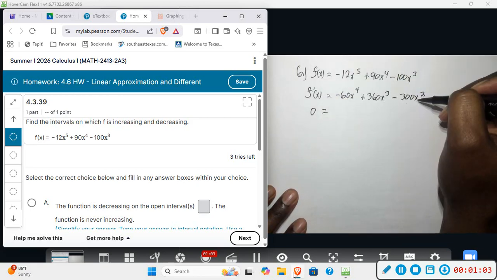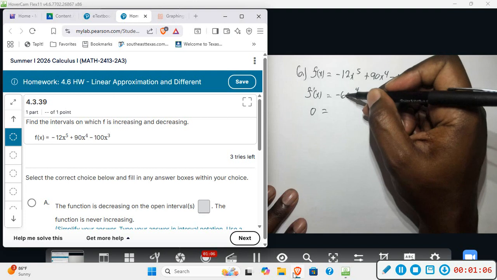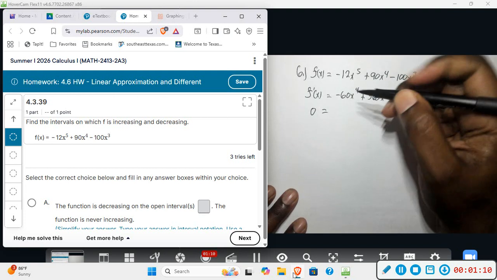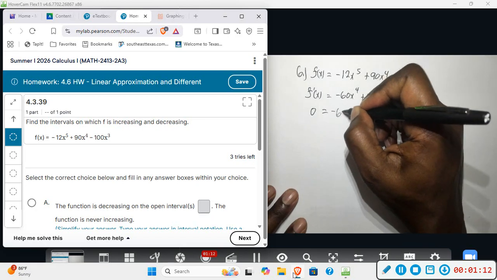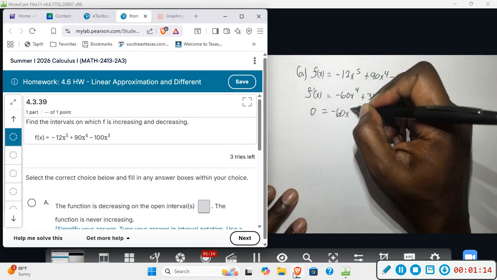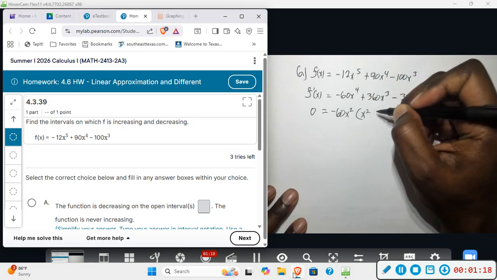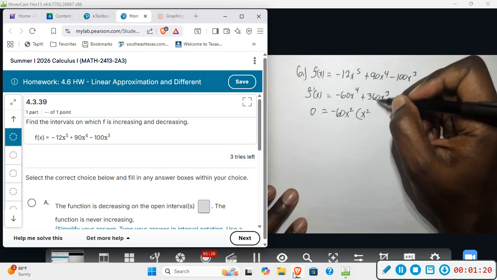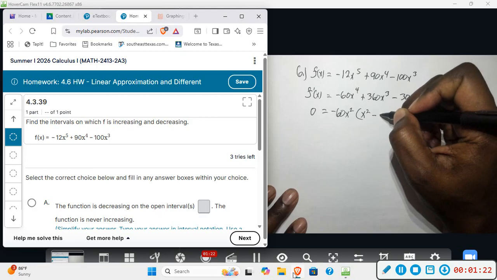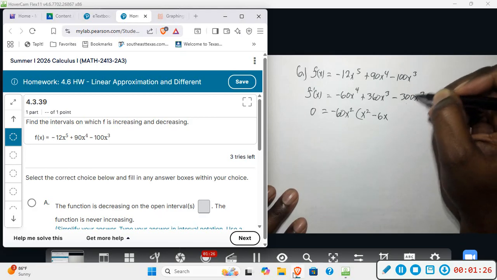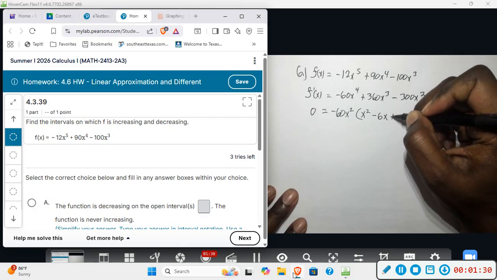I think all of these are divisible by 60. We need the leading term to be positive, so we'll divide out a negative 60x squared. This is going to allow us to find the critical value. So this will be x squared divided by negative 60. So this will become a negative 6x. Negative 60 will be plus 5.